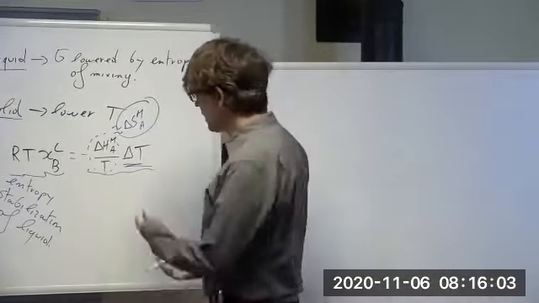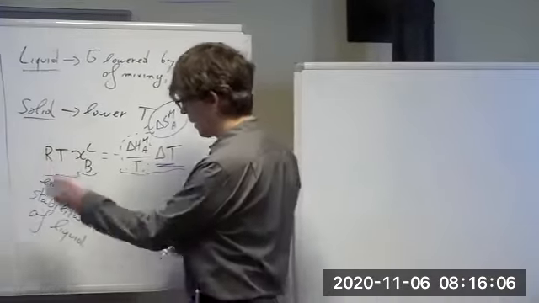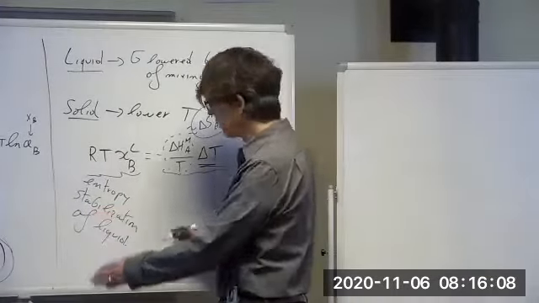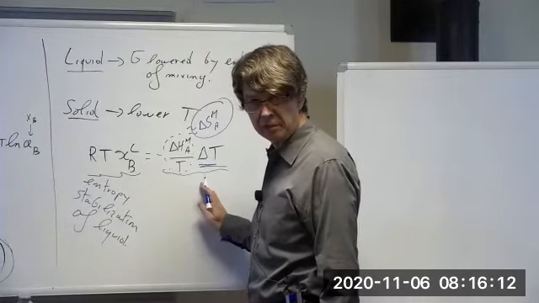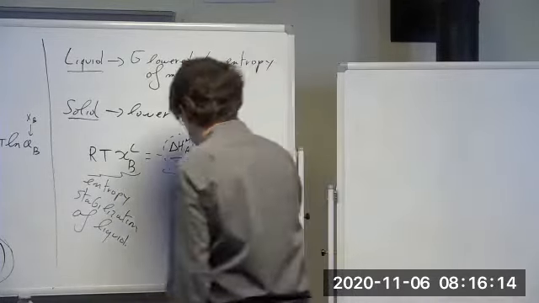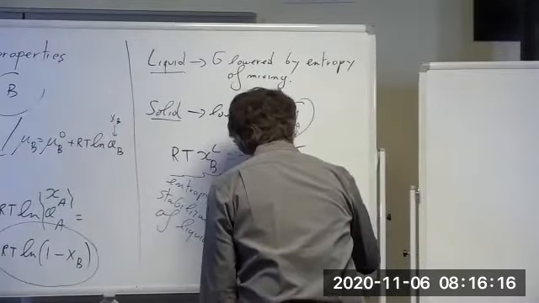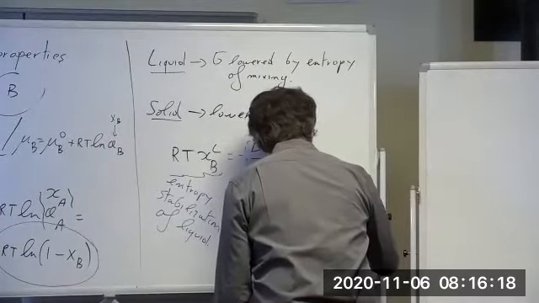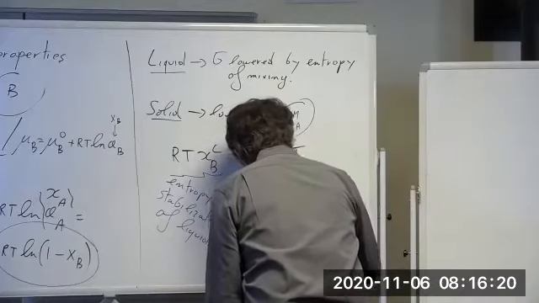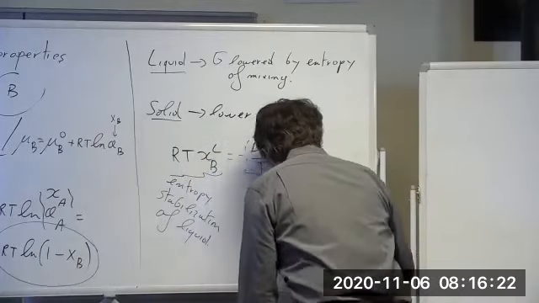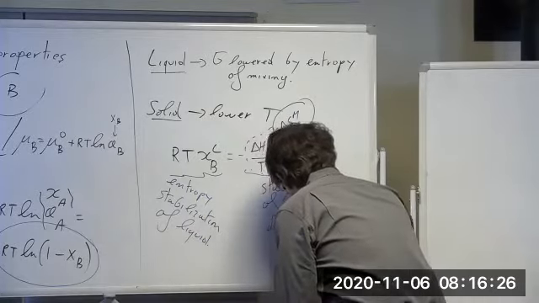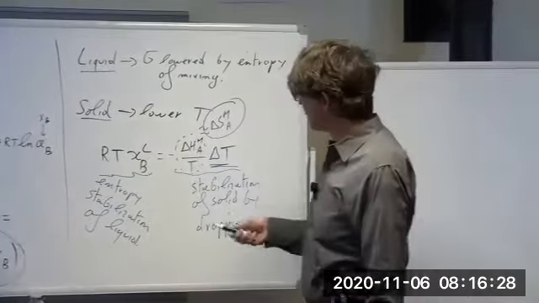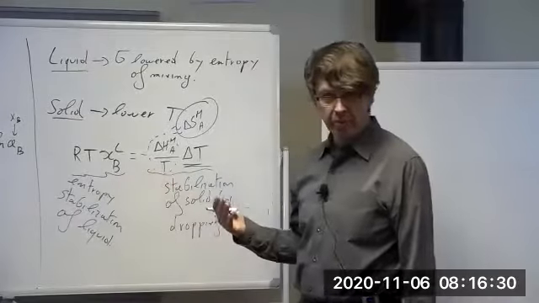So you can see the balance here. This is the entropy stabilization of the liquid. This is how I stabilize the solid by going to lower temperature. So this is stabilization of the solid by dropping T. So the new melting point is where these two forces are in equilibrium.